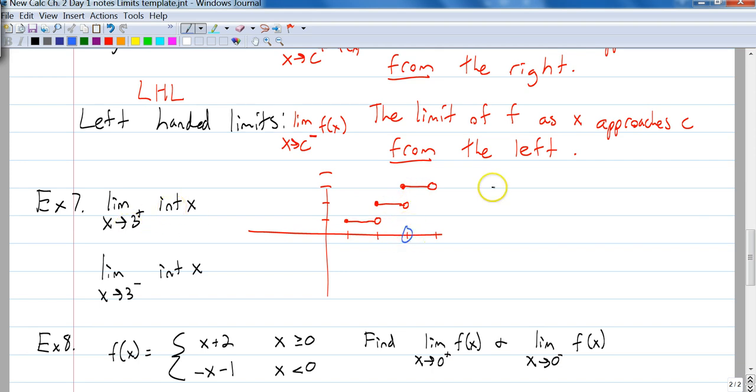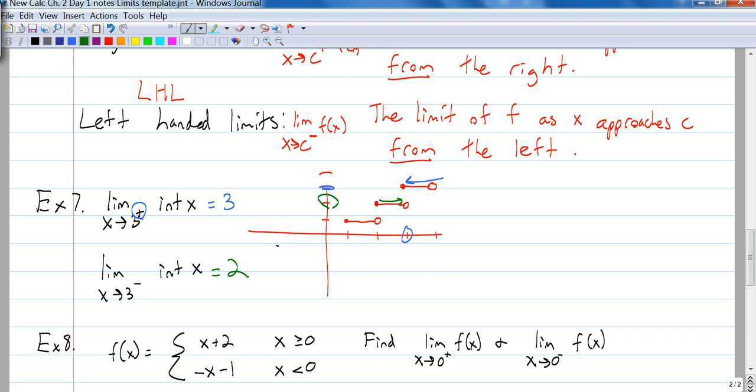So here's 3. So let's follow the graph from the right. That's this one up here. If I'm coming from the right, we are approaching a value of y equals 3. So we would say that this is equal to 3. However, I'll do a different color for the left-handed limit. If I'm coming from the left, approaching this value, where is the line at? The line is here. I'm approaching from the left. Notice how it is on a different part of the graph, and as you come from the left, you're approaching a value of 2. So they have different limits.